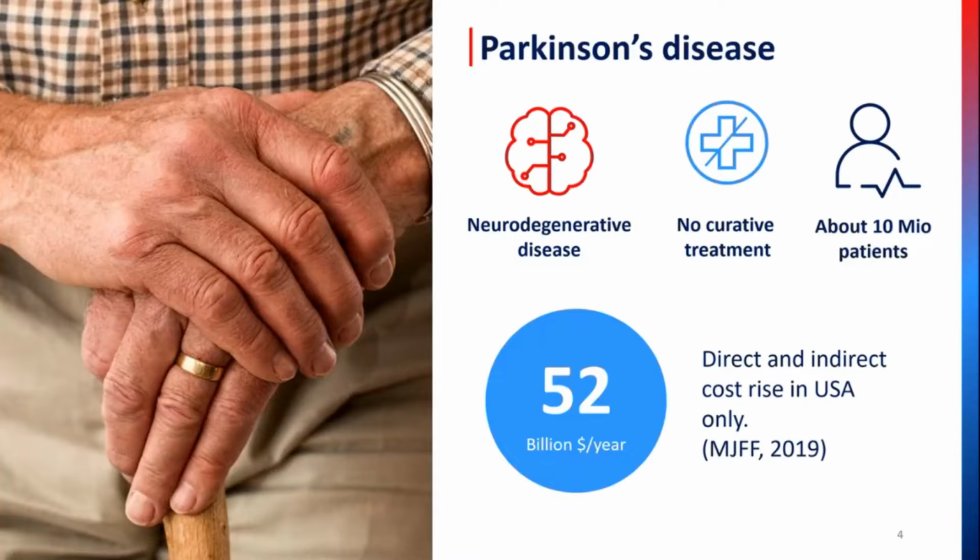So what is Parkinson's disease? Parkinson's disease is actually the second most common neurodegenerative disorder in the whole world, after Alzheimer's disease. And it affects about 10 million patients. And even though a lot of efforts have been placed into developing therapies, all the treatments currently available are only directed to managing the symptoms, and there is no cure available.